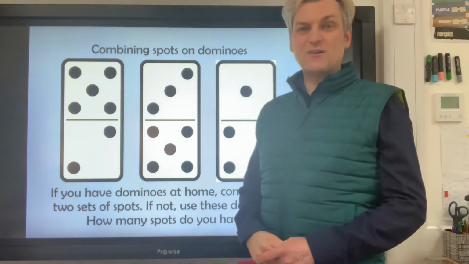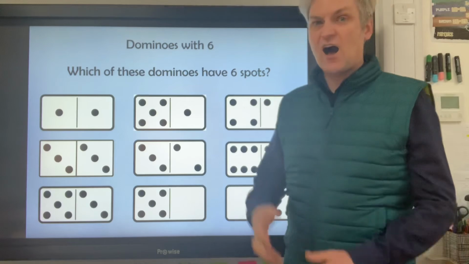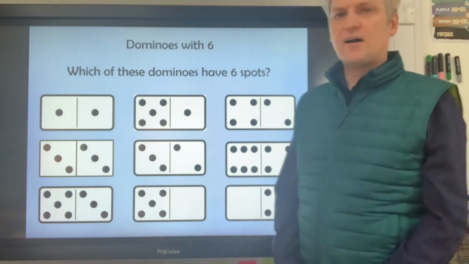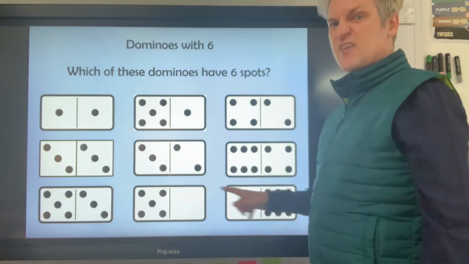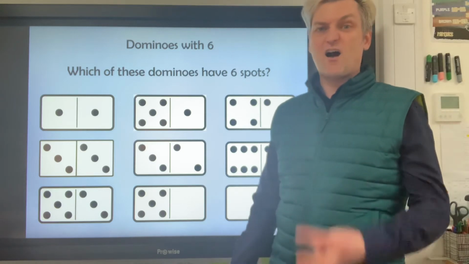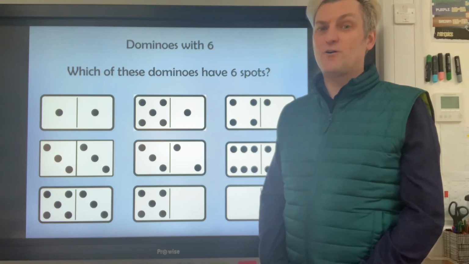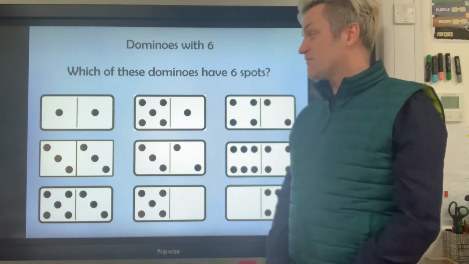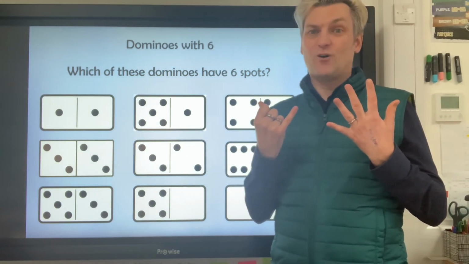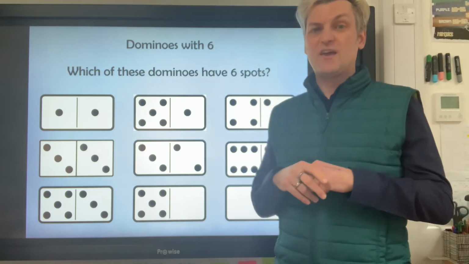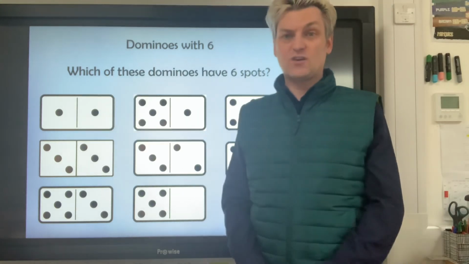Okay, hopefully you managed to use these dominoes here or some of your own. Because now I want you to look at these and I want you to be really clever for me. Do you think you can do that? Because hidden in these 9 dominoes, there are 3 that have got a total of 6 spots. So your job is to find out which ones have got 6 spots on them. I'm going to pause the video and your job is to find out how many there are all together on one domino. Do you think you can do that for me?